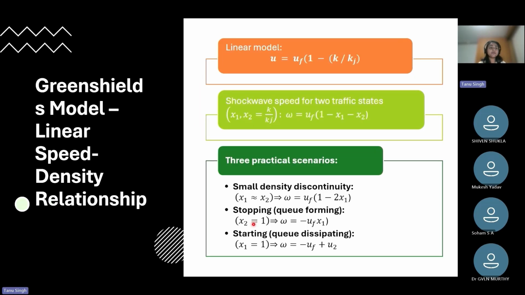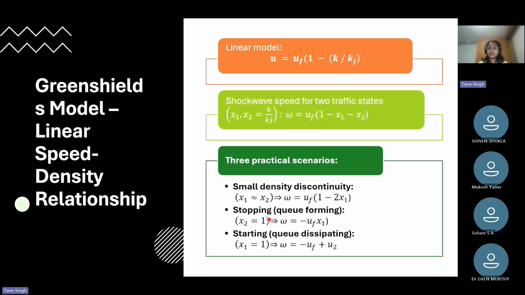Then comes the Greenshields model, the Greenshields linear speed-density relationship. We have already seen the Greenshields formula, that is U equals UF times (1 minus K upon Kj). So the shockwave speed for two traffic states, for example X1 and X2, where X is K upon Kj, the density intensity for each state. Then omega will be equal to UF times (1 minus X1 minus X2). We put the formula here, then we will get X1 minus X2.